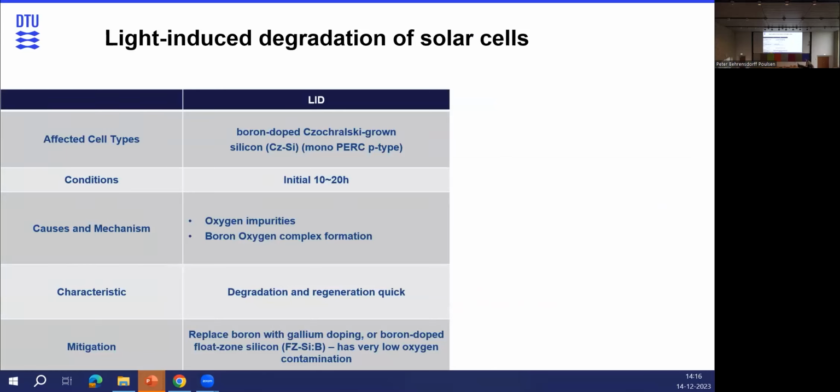LID was initially, or mainly, affecting CZ P-type solar cells, and it was due to the formation of a boron-oxygen complex. There were oxygen impurities from the manufacturing process combined with the boron, which is used for doping. So the solution there was to replace the boron with another element from group 3, which was gallium, or to use a manufacturing process that produces more pure silicon.